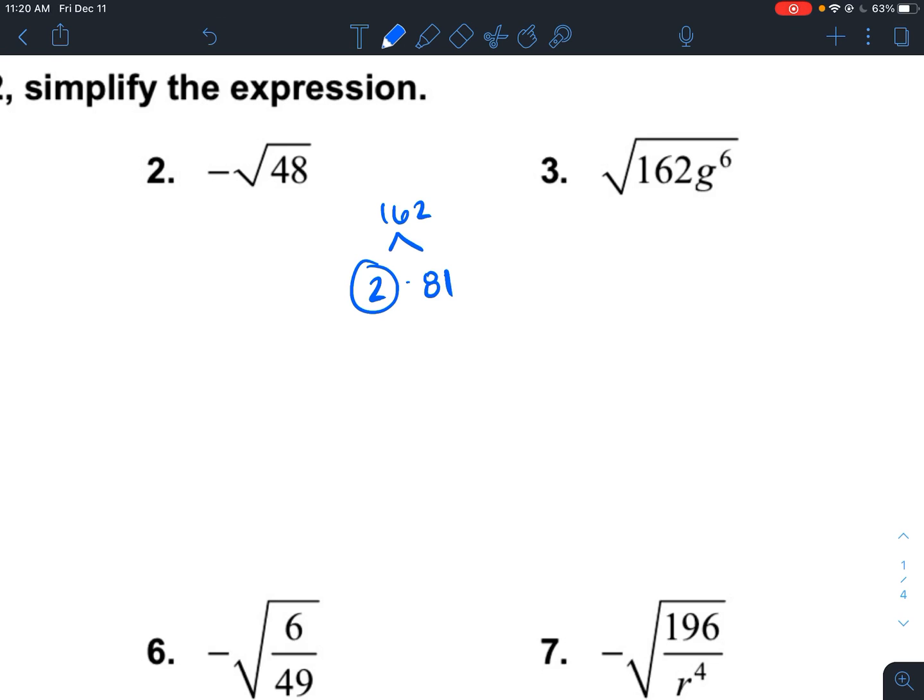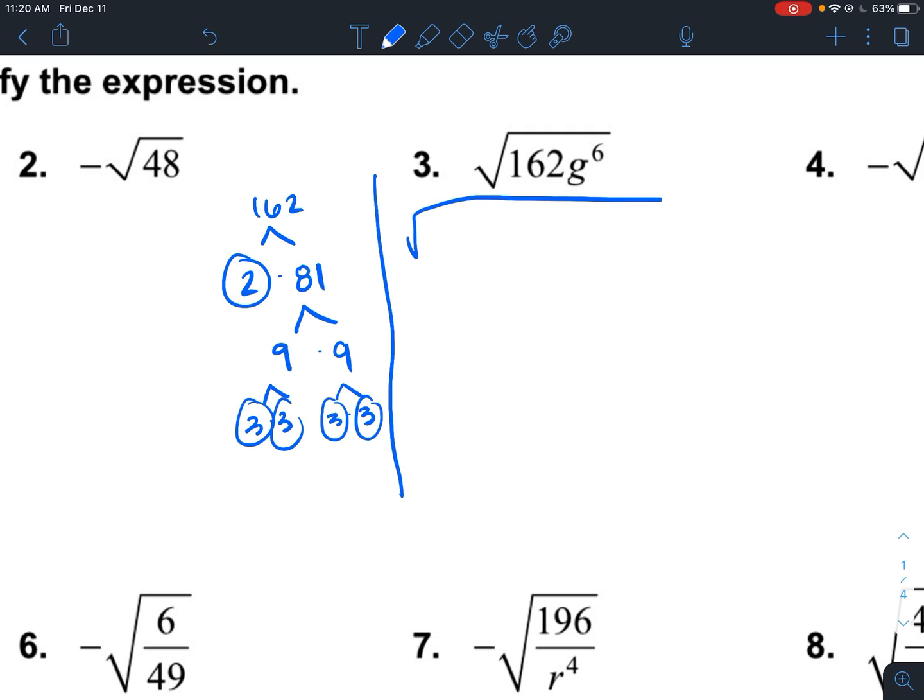I think I can divide that by 9, so factors of 81 are 9 times 9. Now these still are not prime factors, but I know that 9 has factors of 3 and 3, and 3 is prime. So here I have more prime factors. These are all the prime factors that make up 162. So if I were to do 3 times 3 times 3 times 3 times 2, I would get 162. So I'm going to rewrite my square root to be 2 times 3 times 3 times 3 times 3.